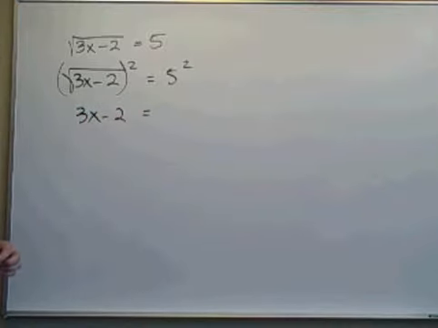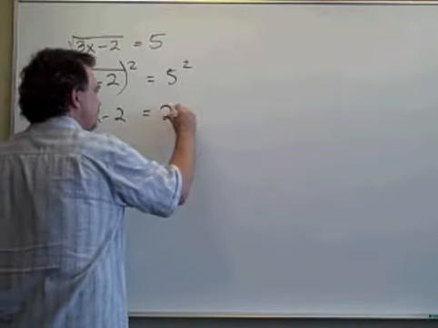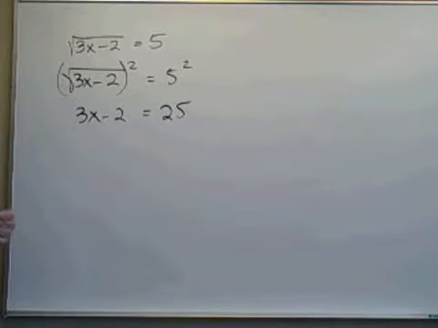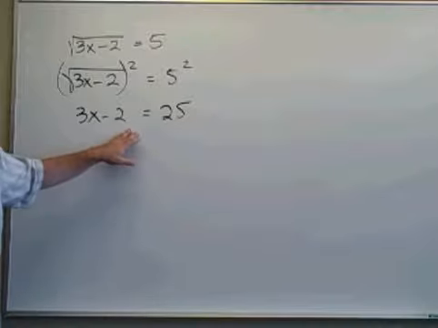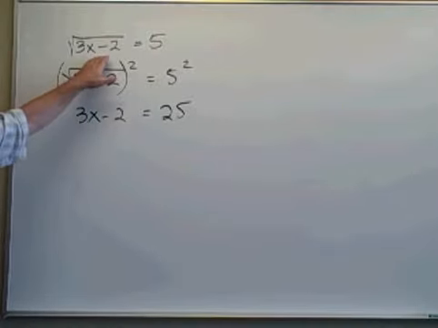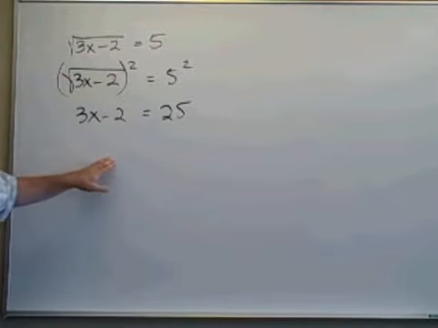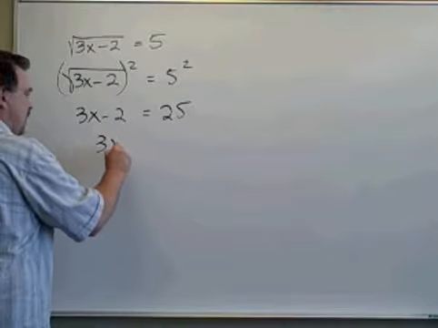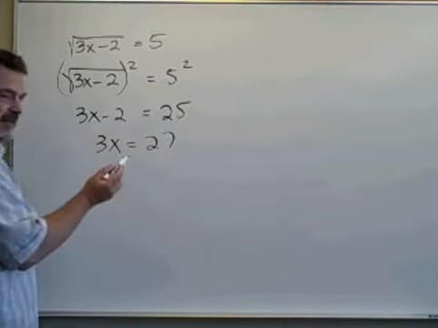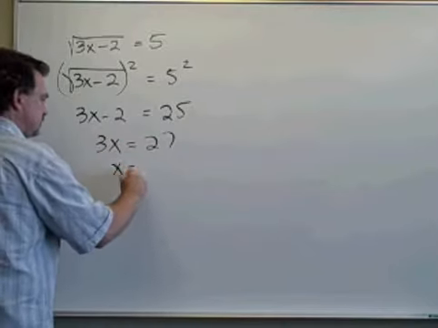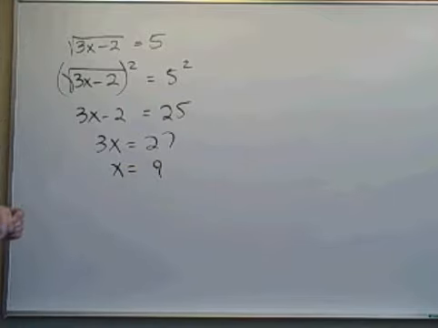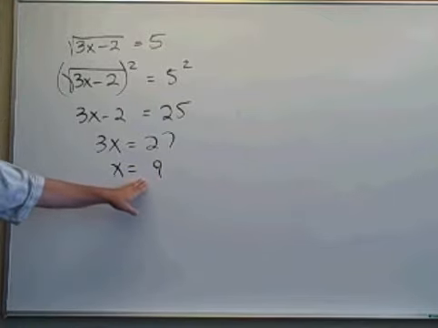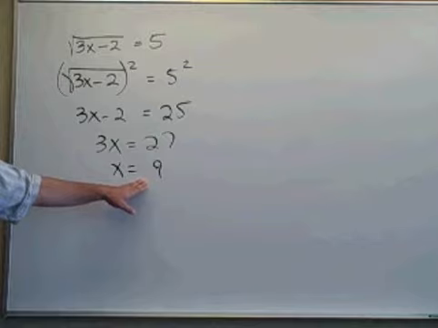In this case, the radicand is the binomial 3x minus 2. Squaring 5, we get 25. And what we have created now, from this radical equation, is a linear equation in one variable that we can solve. We'll add 2 to both sides here. Divide both sides by 3. And we're saying that the solution to this equation is 9.